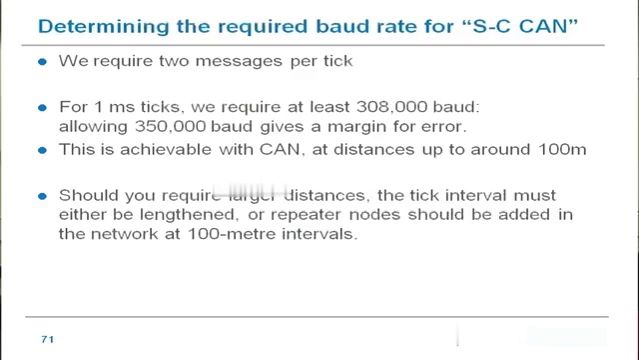For 1 millisecond ticks, using about 350 kilobaud is enough. And you can do this with CAN at distances up to about 100 meters. So it's an achievable baud rate on a typical CAN bus.